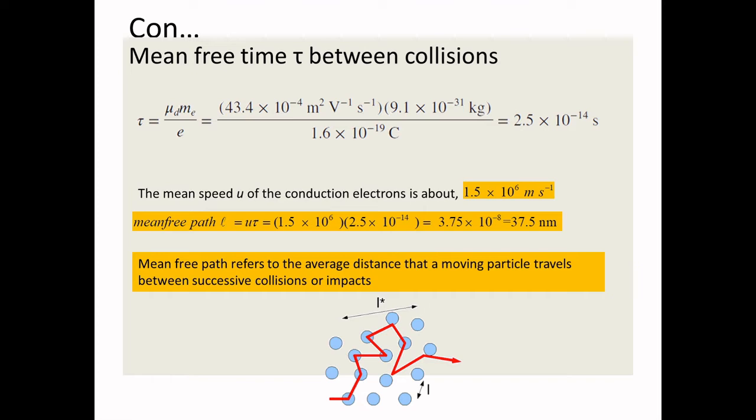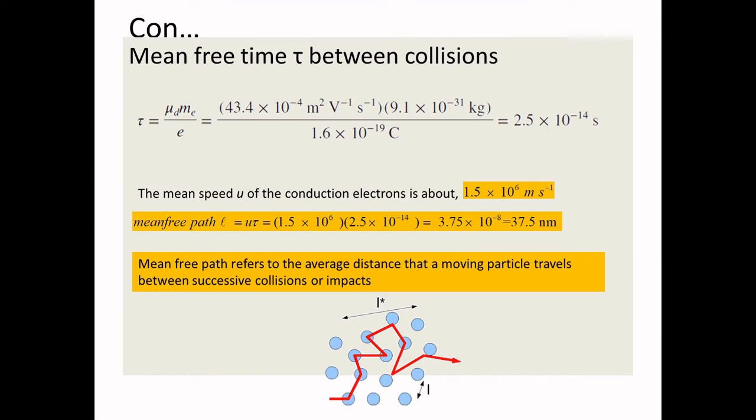What is the u? u is the mean speed of the conduction electron. It is given as 1.5 into 10 to the 6 meter per second. So you multiply your u into your tau. You will get 3.75 into 10 to the minus 8 meter, in terms of nanometer, 37.5 nanometer. This is the mean free path.